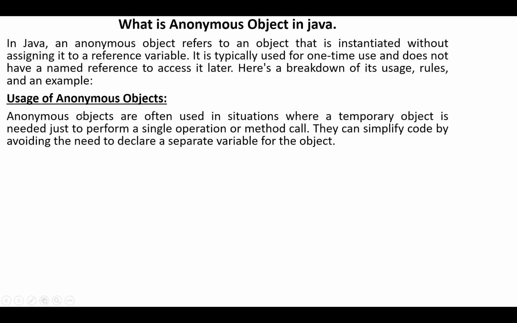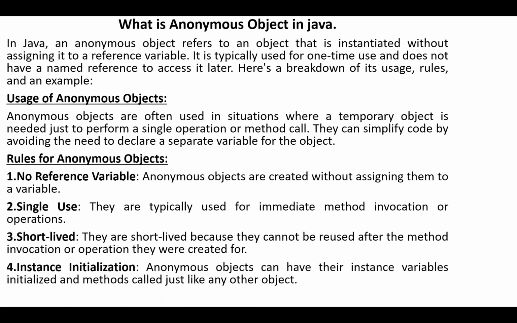Usage of anonymous object. Anonymous objects are often used in a situation where a temporary object is needed just to perform a single operation or a method call. They can simplify code by avoiding the need to declare a separate variable for the object.